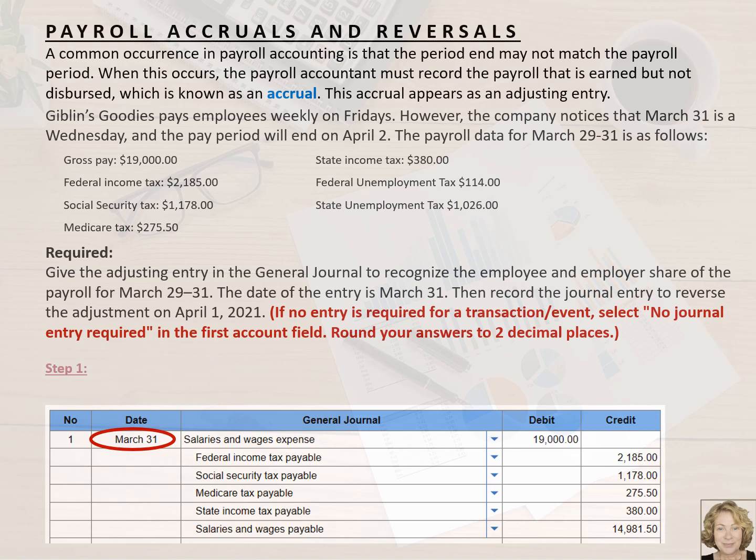All withholdings from the employee's paycheck and the net pay are recorded as liabilities, which we'll record by crediting federal income tax payable for the federal income tax withheld of $2,185. We credit Social Security tax payable for $1,178, Medicare tax payable for $275.50, state income tax payable for $380, and salaries and wages payable for $14,981.50, which represents the net pay.